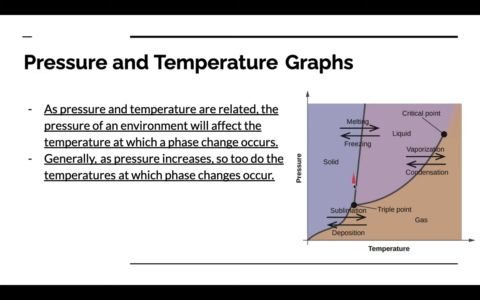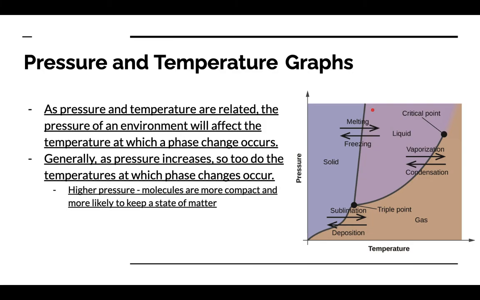So if we look right here, if we want to go from say solid to liquid for, let's say, water, I believe this is the graph for water, all right, we can see that as pressure increases, the temperature also slightly increases as well. The reason being that typically higher pressure means that more molecules are more compact and thus more likely to keep a state of matter.